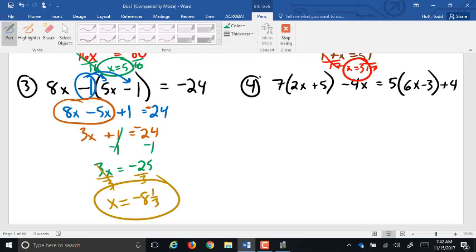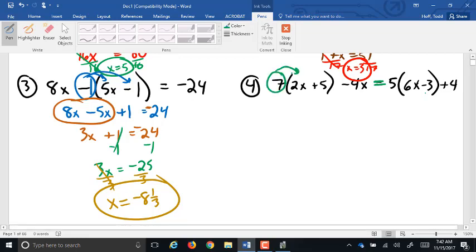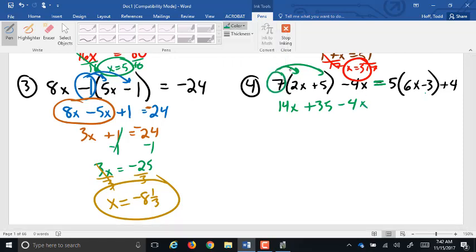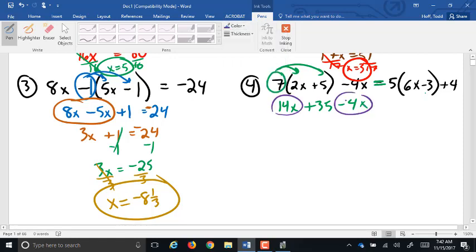Okay. Number 4. We've got more than one set of parentheses here. So we're going to start on the left side and reduce what we can. Then we'll go to the right side, and then we'll solve from there. So on the left side, we have to multiply by the 7. 7 times 2x, 14x. 7 times 5, positive 35. What else can we combine there? 14 and negative 4x make 10x plus 35.